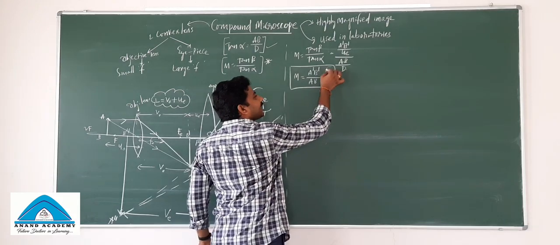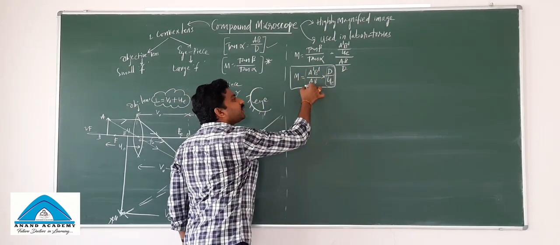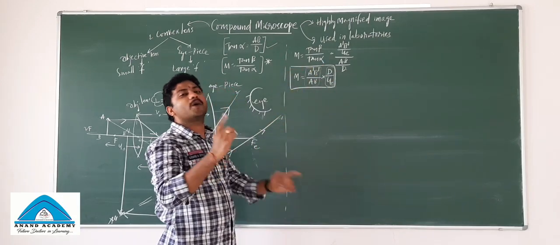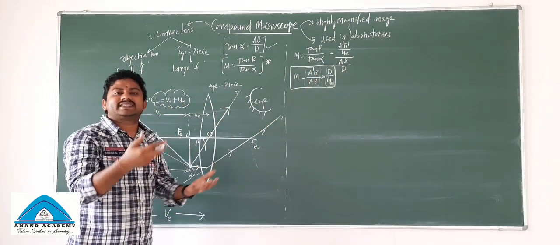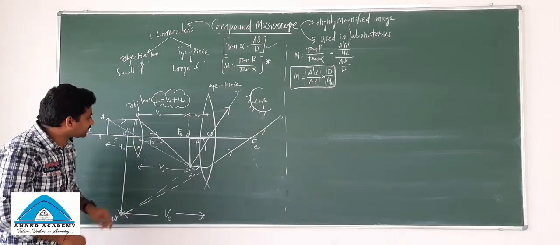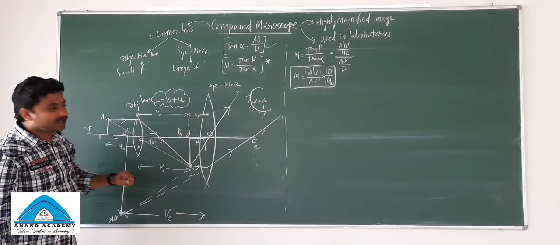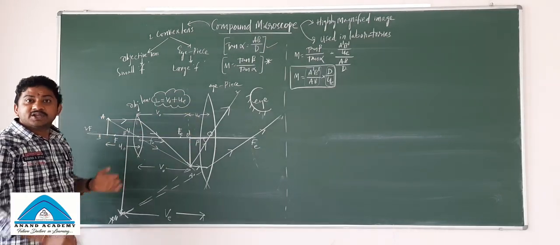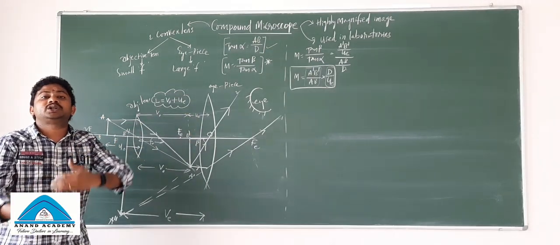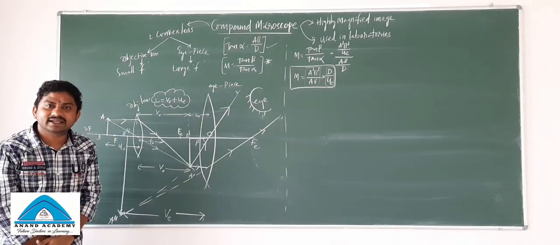So this is the magnification from the eyepiece, and definitely this will be the magnification for the objective lens. How? Let us check. This is the objective lens. What is A dash B dash? Height of the image, right? What is AB? Height of the object. So magnification is equal to height of the image by height of the object. Can I write like that?